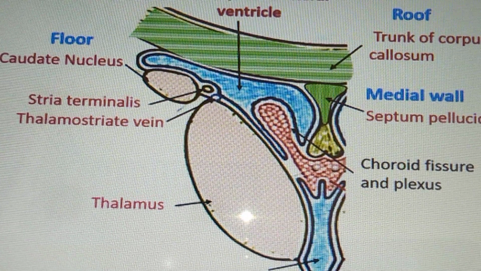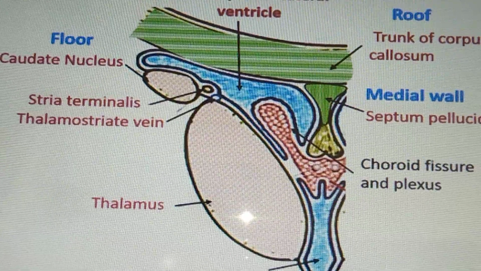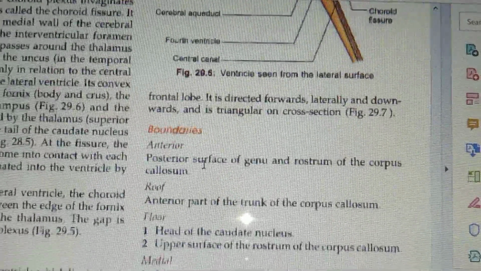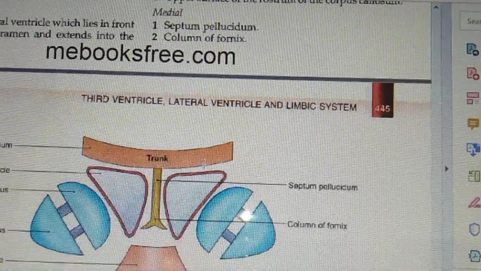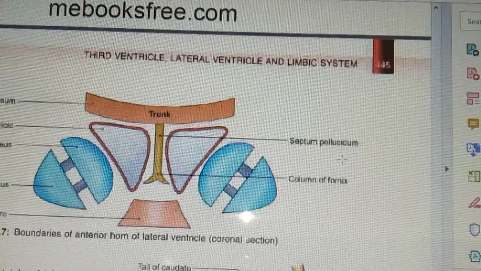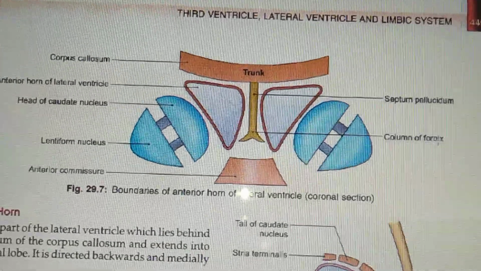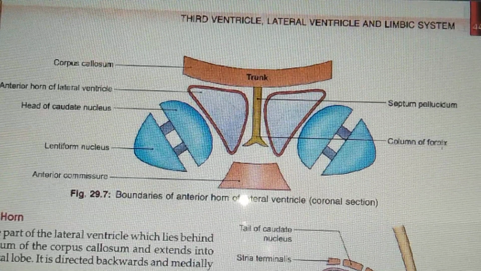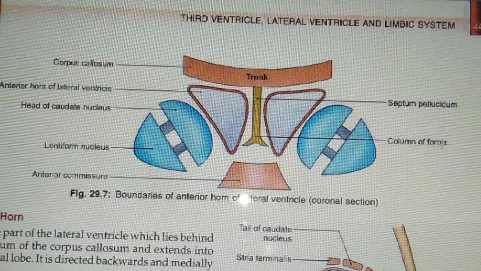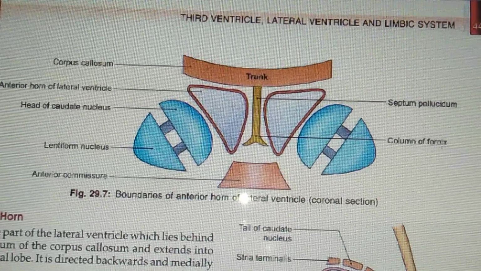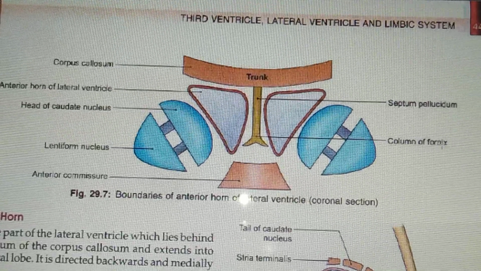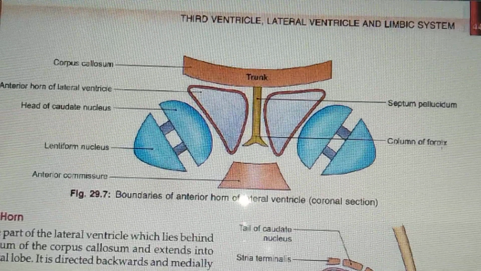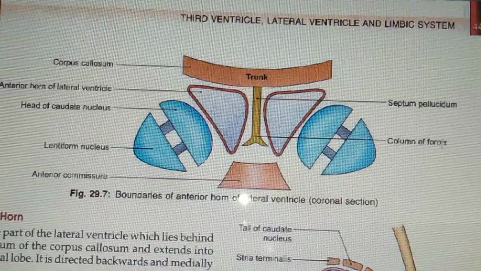For anterior horn, you can see this diagram for the anterior horn. In the anterior horn, this is the part of the lateral ventricle which lies in front of the interventricular foramina and extends into the frontal lobe, right? We have just seen the anterior horn was present anteriorly, and so it is extending into the frontal lobe. It is directed forwards, laterally and downwards, and is triangular on cross section.